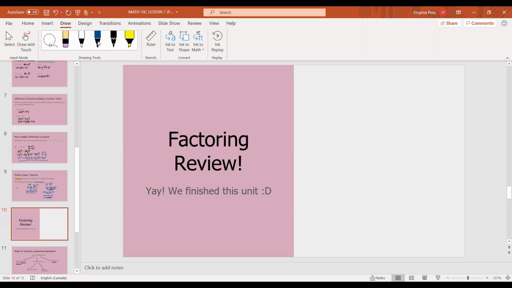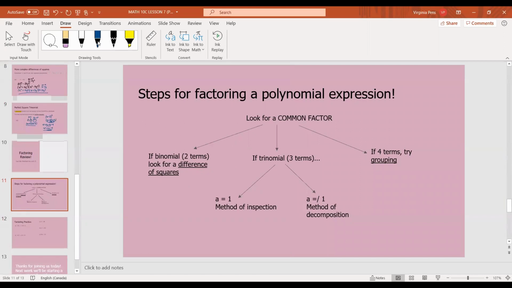So before we end off, let's go over some review. Over here, I've drawn out a flow chart for you to help you remember how to factor polynomials. These are just tips. When you're given a polynomial, what you want to do first is look for a common factor. Remember what I said earlier? Whenever you see a polynomial, you want to take out the common factor because it makes your life so much easier. You don't have to deal with that pesky common factor when you're grouping or decomposing it later.